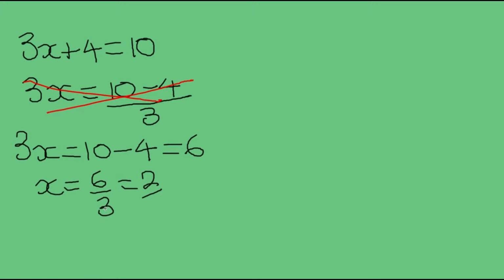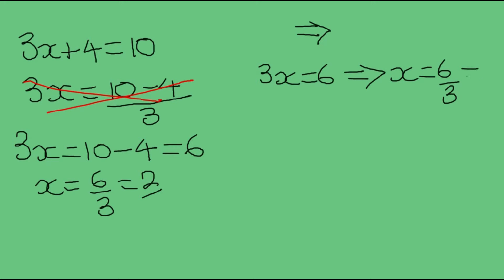If you really want to be clever, you can always use this sign, which means implies. So for example, if we had 3x equals 6, we can then say that implies that x equals 6 divided by 3, which equals 2.